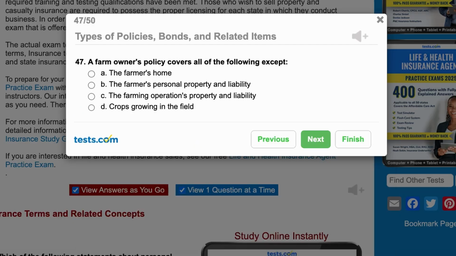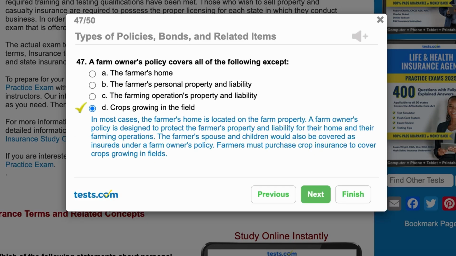Question 47. A farm owner's policy covers all of the following except A. The farmer's home, B. The farmer's personal property and liability, C. The farming operations property and liability, D. Crops growing in the field. D. Crops growing in the field.